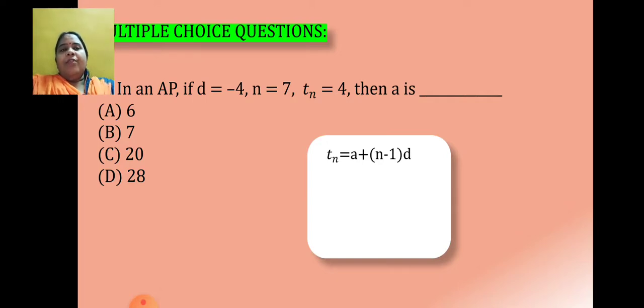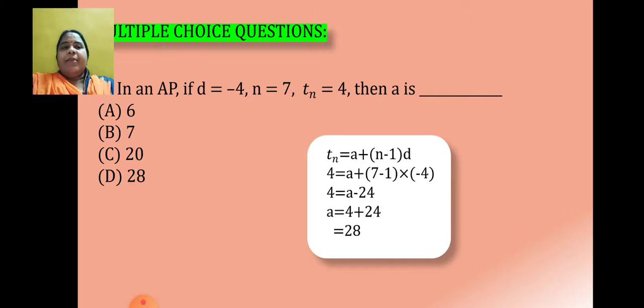Correct? Now we will substitute all the values in this formula. We have the values here. Substitute Tn as 4. A is how much? We need to find out. N is how much? 7, so 7 minus 1. And D is how much? Minus 4. So all these values we will substitute here and then try to simplify it. So what do we get? 7 minus 1 is 6. 6 into minus 4 is minus 24. Shift this minus 24 this side, it will be plus 24. So 4 plus 24 is 28. So out of all these options, which one is the correct one? The correct option is D option, that is 28. Okay. I hope you are understanding this.